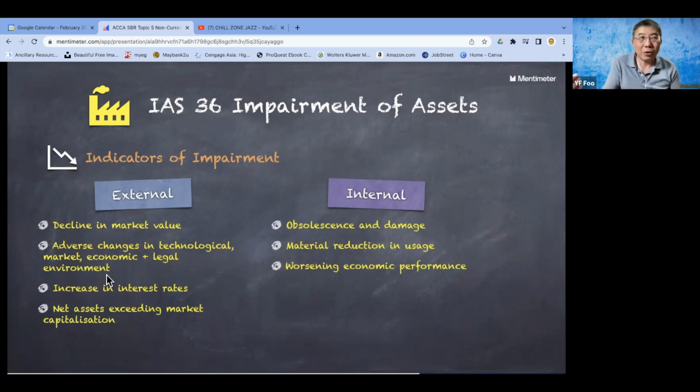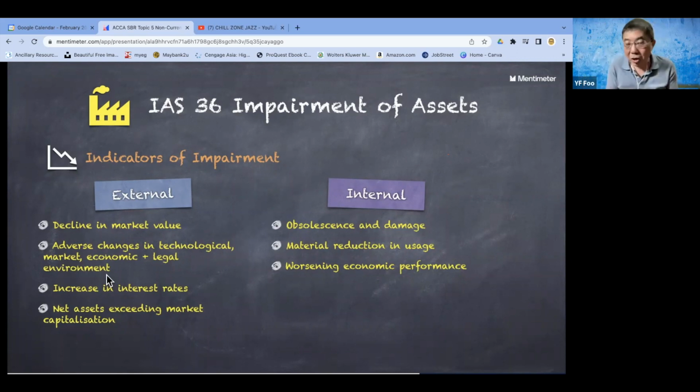Okay, so the obvious examples would be things like laptops, computers. Okay, if you are still using an old laptop, then there may be an impairment because new laptops are constantly coming. Okay, that is faster, that can store more information, can do it faster, and things like that.